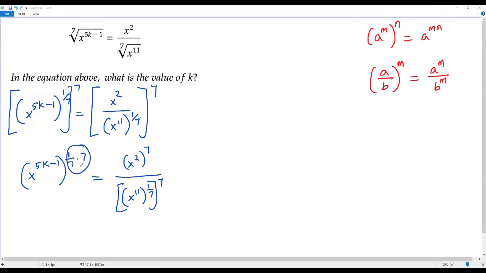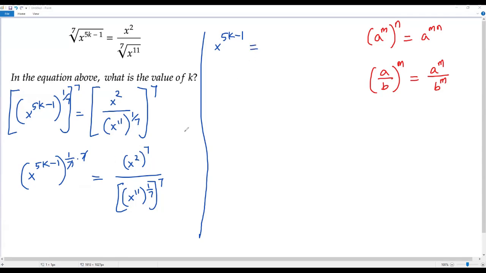When I multiply 1 over 7 and 7 in the exponent over here, this 7 will cancel out, and we just get exponent 1. Whenever there is exponent 1, we can ignore it. We don't have to mention that. Okay, let me continue the problem over here. I'm getting x to the power of 5k minus 1, and we don't have to mention the exponent 1 over here. So we can leave it, and equals, so here let's simplify this stuff.